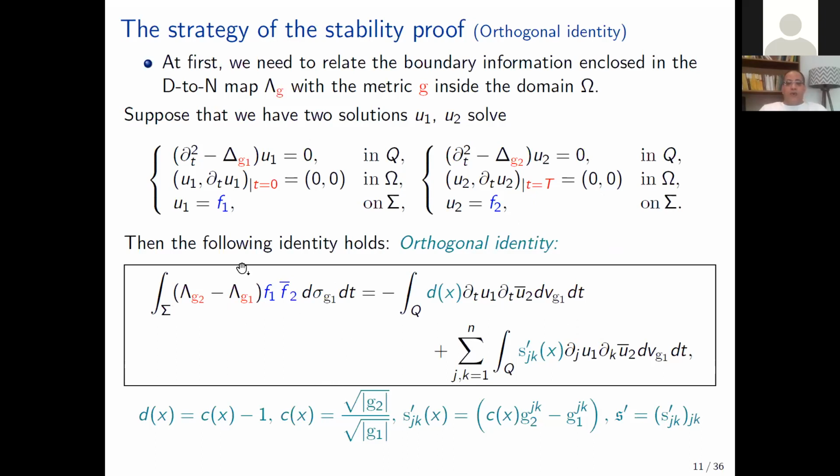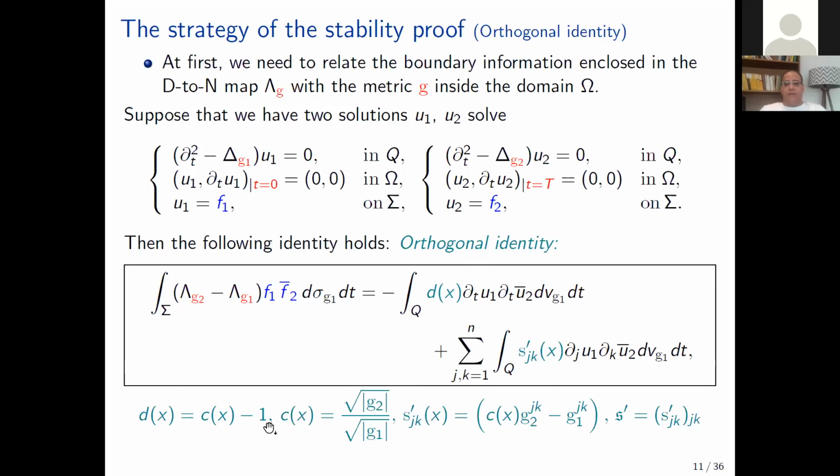So we can prove that this boundary integral in sigma equals this interior integral in Q, the cylindrical domain Q. Here we have the difference between the Dirichlet-to-Neumann maps, or the measure of the solution. And here we have some interior integral with functions d and s prime. And d and s prime can be expressed by the difference of the metrics g1 and g2.